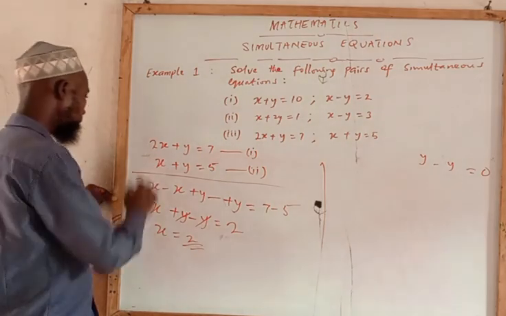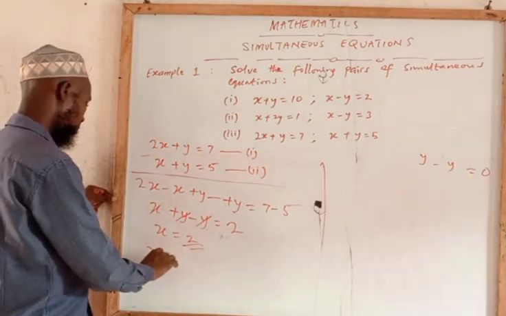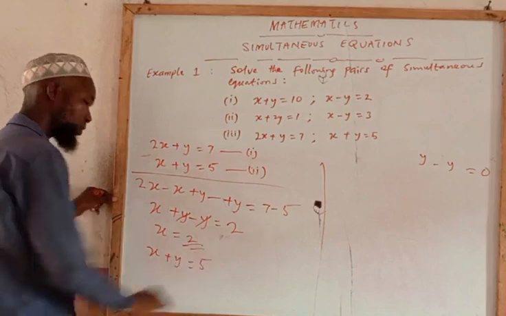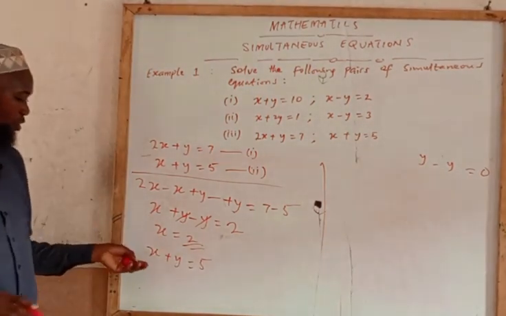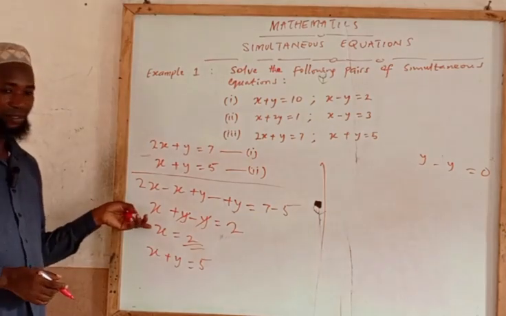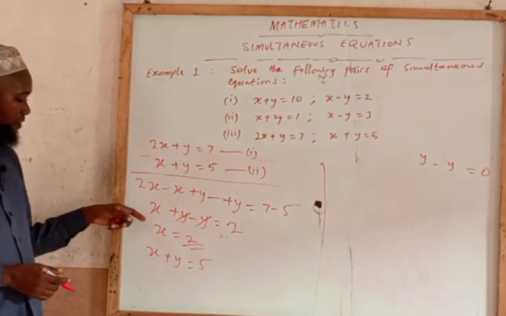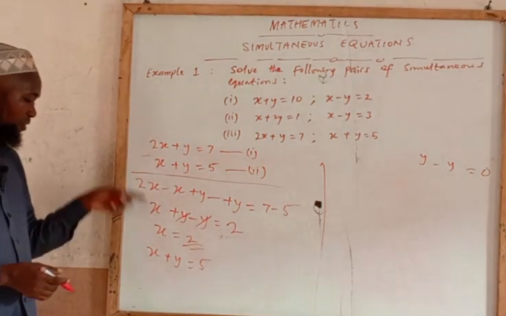So I will say that x plus y is equal to what? 5. Now, in this place, I'm free to call x 2 because x is defined as 2 here, or the value of 2 is obtained for x here.